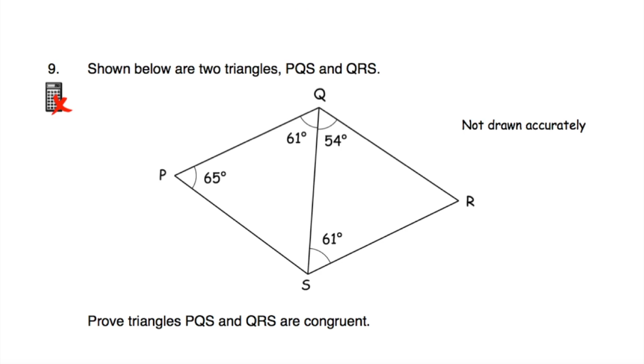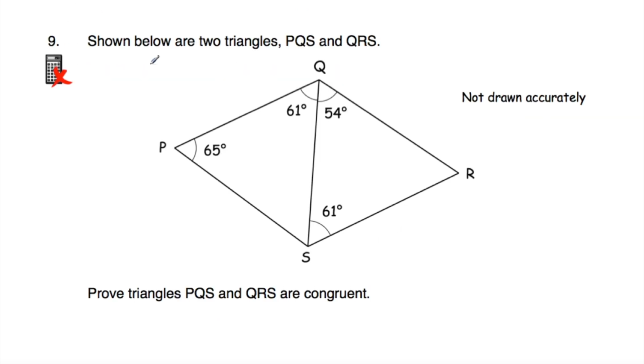Okay, let's look at our next question, question number 9. Question number 9 says, shown below are two triangles, PQS and QRS. And we've been asked to prove that triangle PQS and triangle QRS are congruent. So we want to prove that these two triangles are congruent to each other.